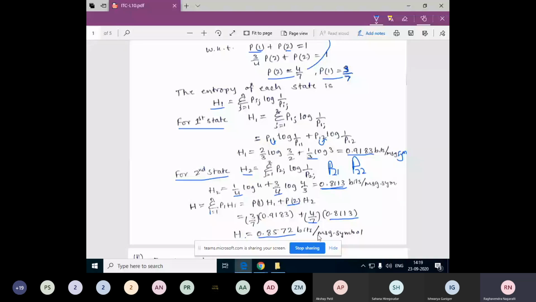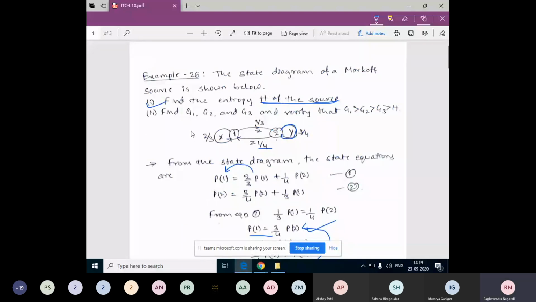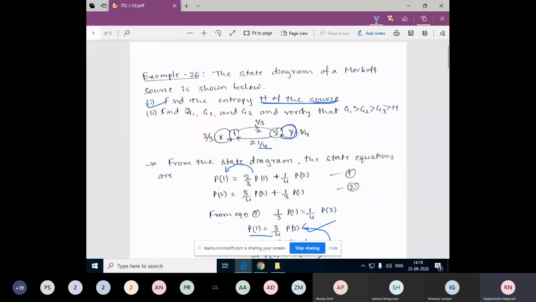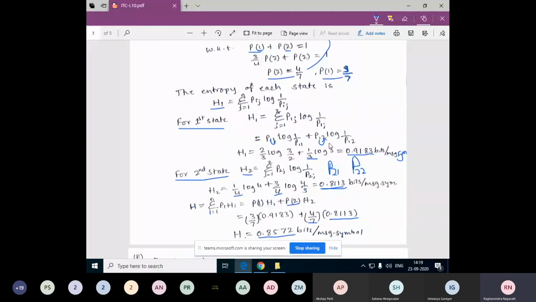I want you to calculate using calculators, get the values, and compare whether you are getting these same values or not. So solve this example step by step. This is about the first sub question. First solve this first sub question, then we will go to the second one, plotting of trees to get these values G1, G2, G3 and all. So first finish the first sub question, calculating the entropy for the source.